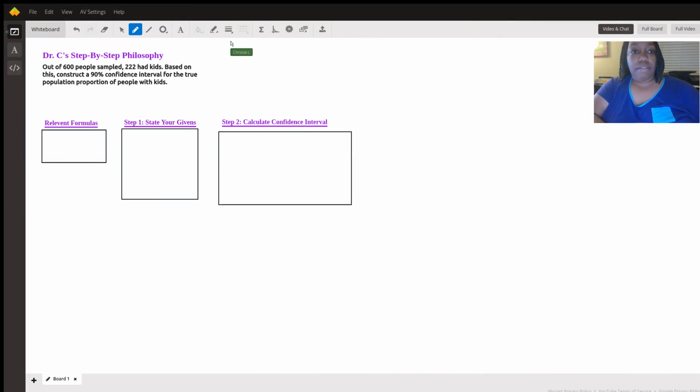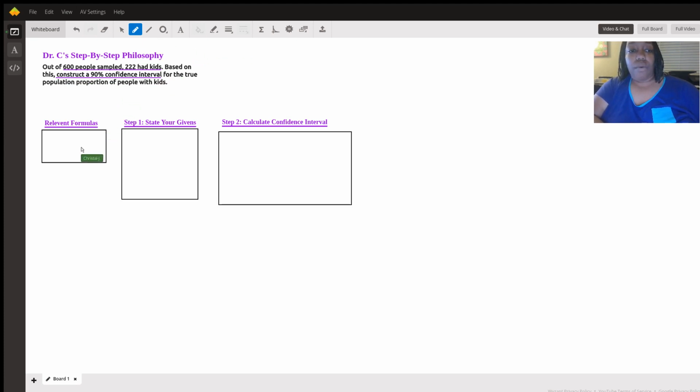So we have one that says out of 600 people sampled, 222 had kids. Based on this, construct a 90% confidence interval for the true population proportion of people with kids. So let's highlight the important parts here. Out of 600 people sampled, 222 had kids, and then we're constructing a 90% confidence interval. They don't really give us much, but we can work through a lot.